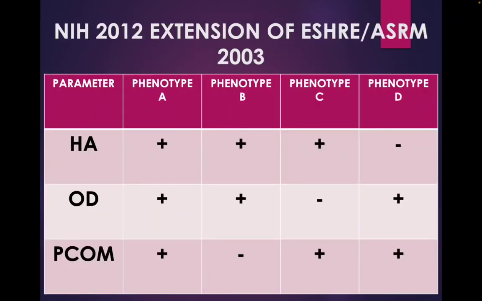So what are those phenotypes? These are the NIH 2012 extension of ESHRE ASRM 2003. Phenotype A means hyperandrogenism is there, ovulatory dysfunction is there and polycystic ovarian morphology is there on the ultrasound, then you label the patient as PCOS phenotype A. Phenotype B is when the ovaries are normal, but the patient has hyperandrogenism as well as ovulatory dysfunction. What is phenotype C? When the cycles are normal. There is no ovulatory dysfunction, only hyperandrogenism, clinical or biochemical, and polycystic ovarian morphology. Both are there, but the cycles are regular.